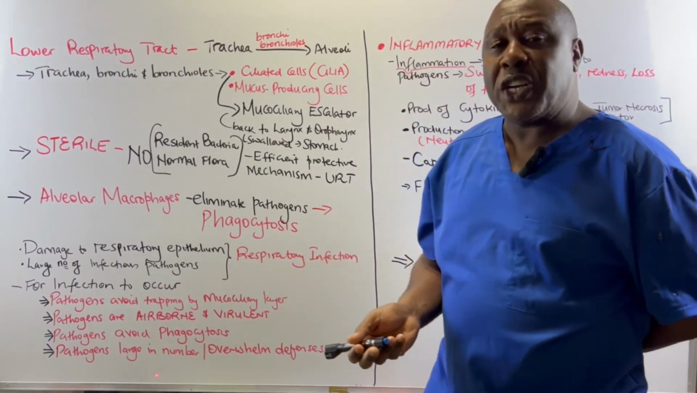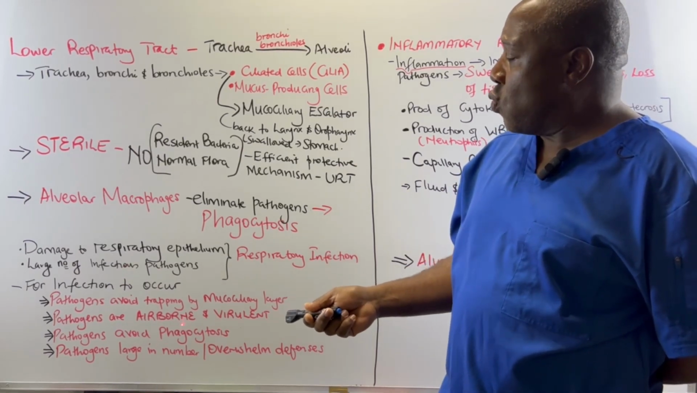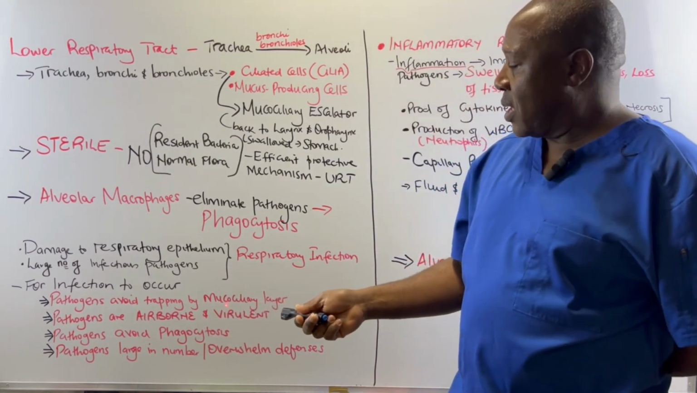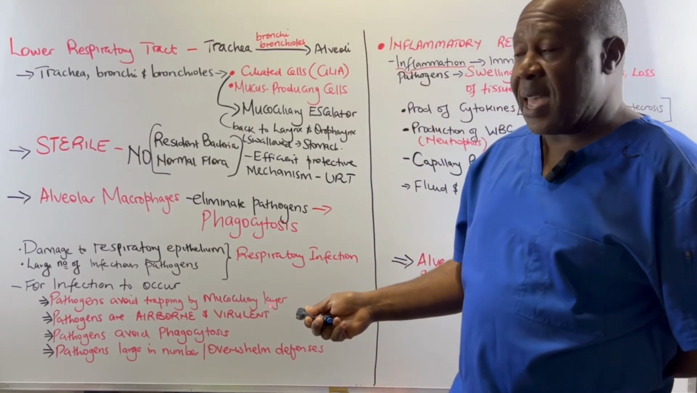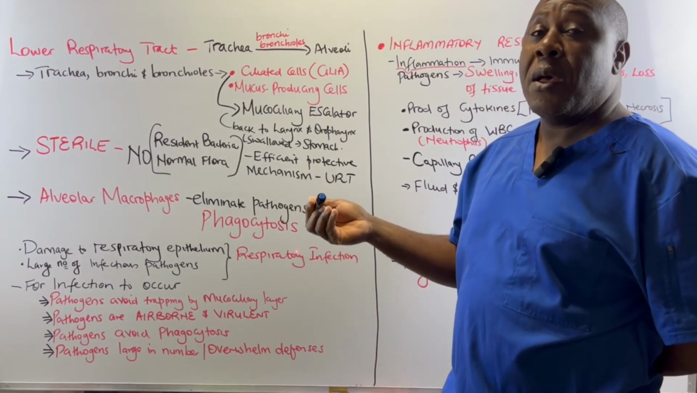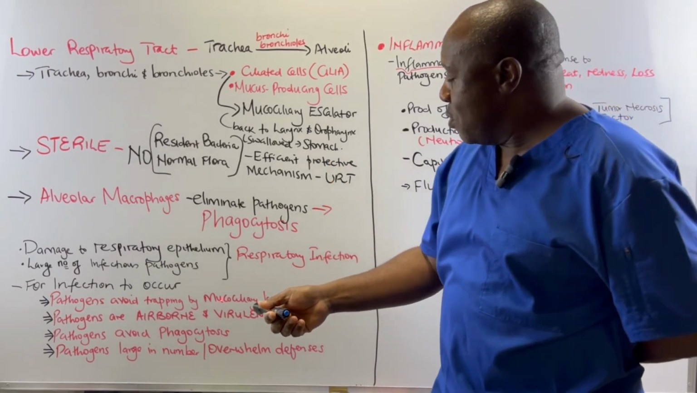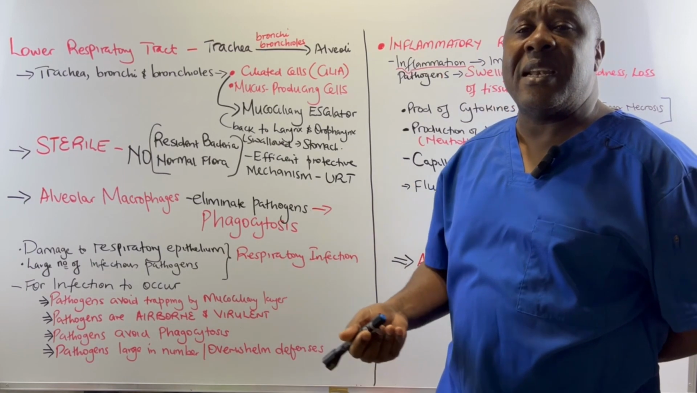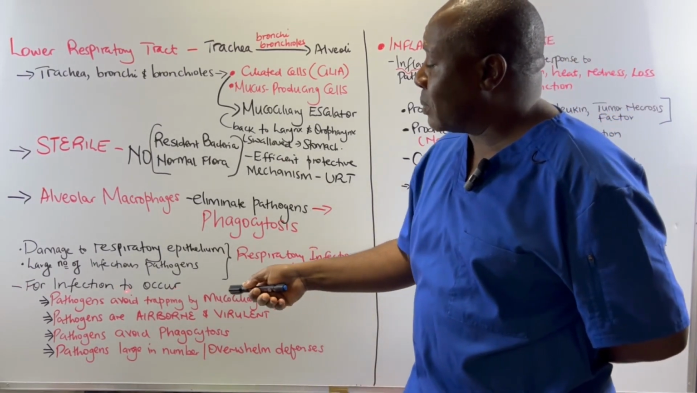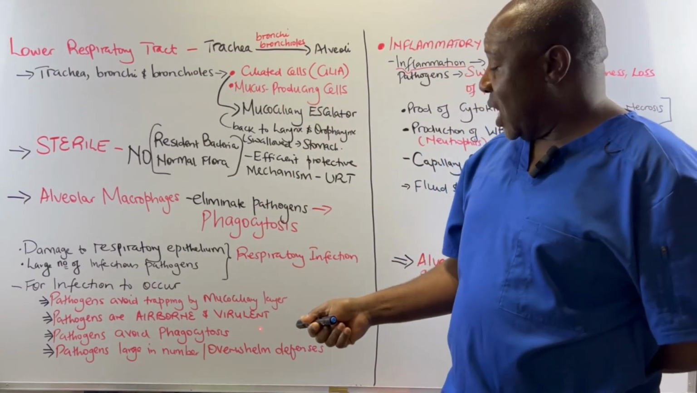Now, for an infection to occur, these four factors must be true. One, the pathogens must be able to avoid the trapping by the mucociliary layer. The pathogens that enter the respiratory tract to cause an infection must be able to avoid the mucociliary layer. Remember, this is the layer that contains mucus to trap any pathogens that enter the respiratory tract. So they will only cause an infection once they have evaded that mucociliary layer.